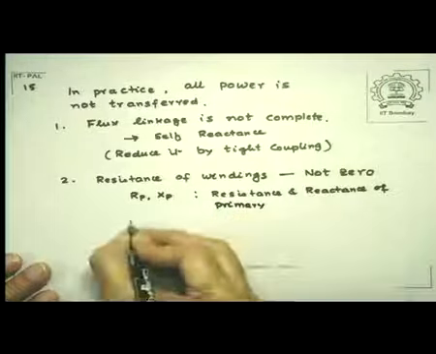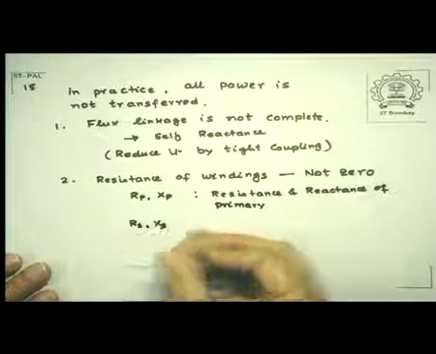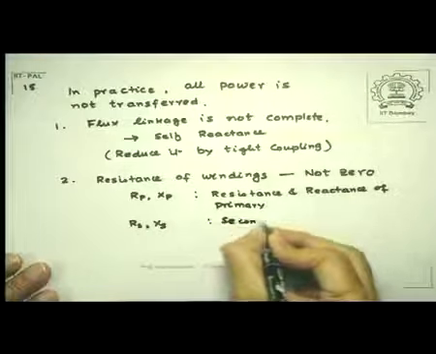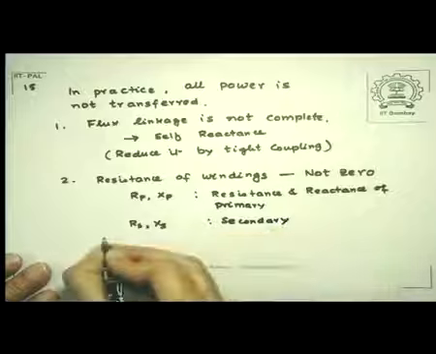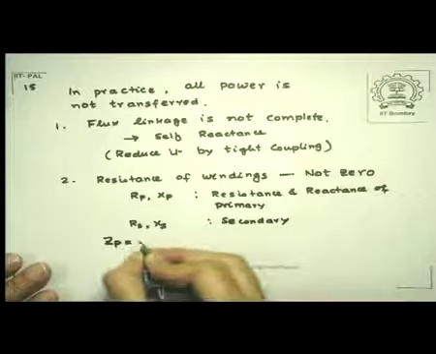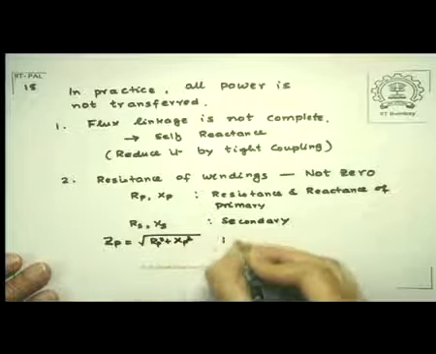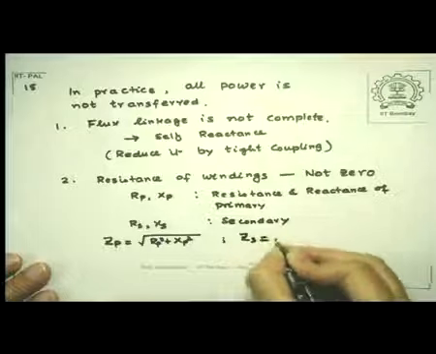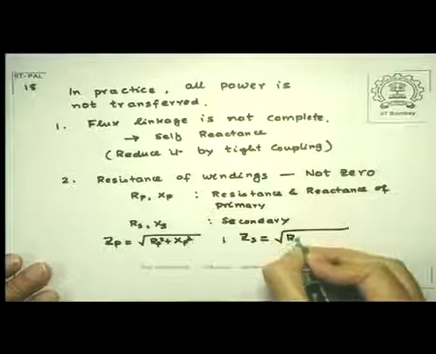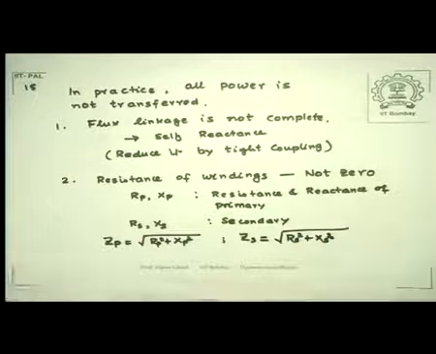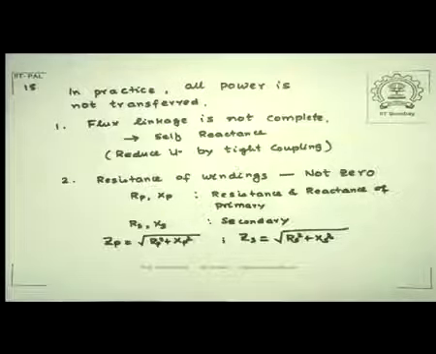And likewise, Rs and Xs are for the secondary circuit. Then I know that my impedance in the primary circuit is root of Rp square plus Xp square, and like this the impedance of the secondary circuit is root of Rs square plus Xs square. Now this will in turn mean that the induced EMF across the primary is not Vp as we have assumed, but is reduced by Ip times Zp.